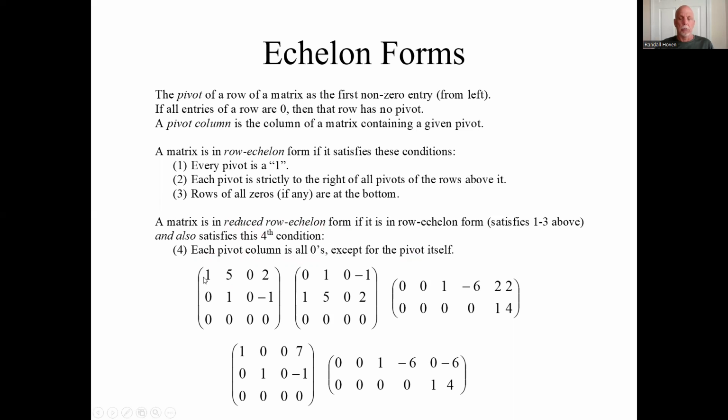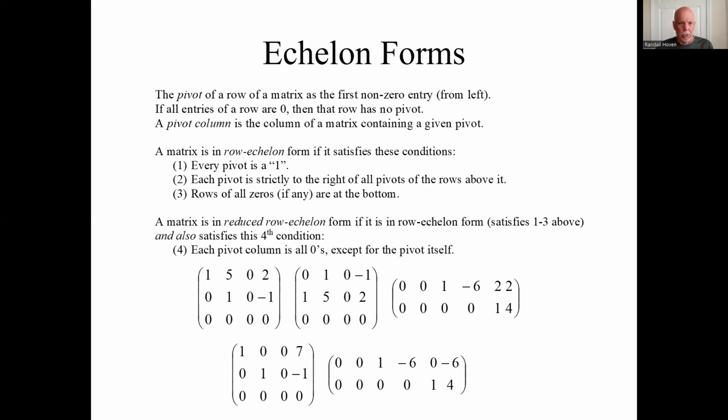Let's look at this one. It was in row echelon form. Here's a pivot column, and it's all zeros, except for that pivot. Here's the other pivot column. Oops, it is not all zeros. So this one is in row echelon form, but not reduced row echelon.